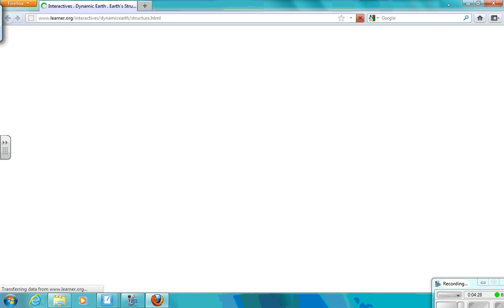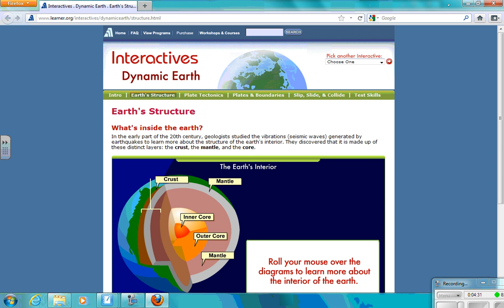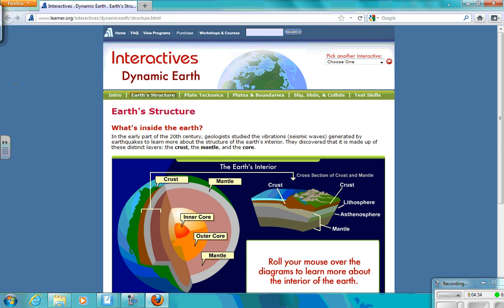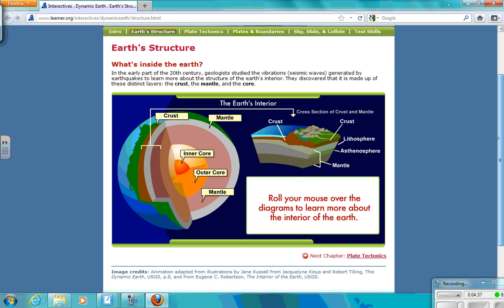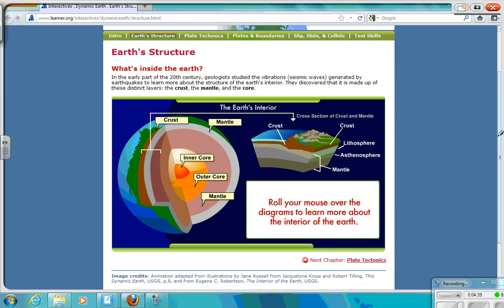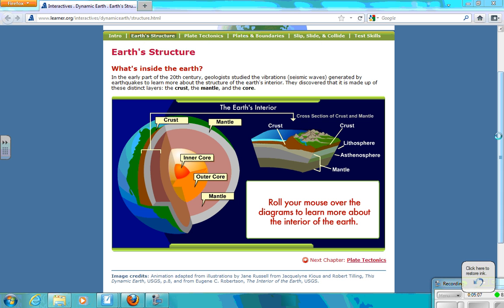We'll take a look at this website. Interactive Dynamic Earth talks about Earth structures. This is a good website for you to go and learn more about. If you take a look up here, it's got information for Earth structures, plate tectonics, plates and boundaries. Talks about slip, slide, and collide. And it has some really cool interactive tests that you can do. So I'm just going to get you started here. It says roll your mouse over the diagrams to learn more.